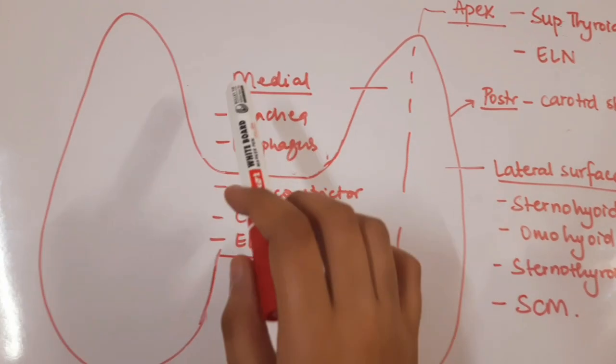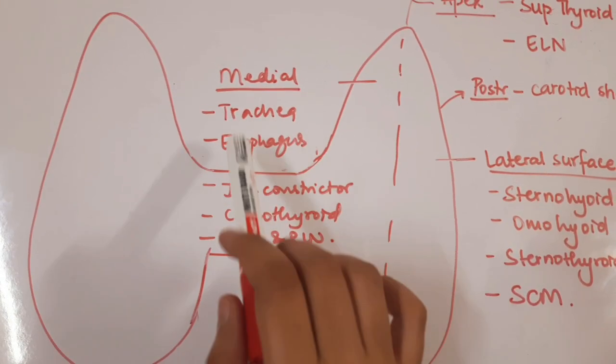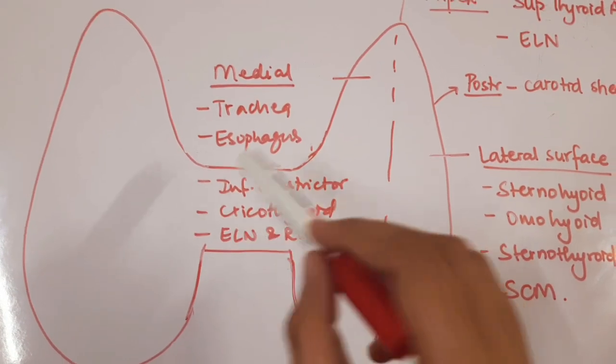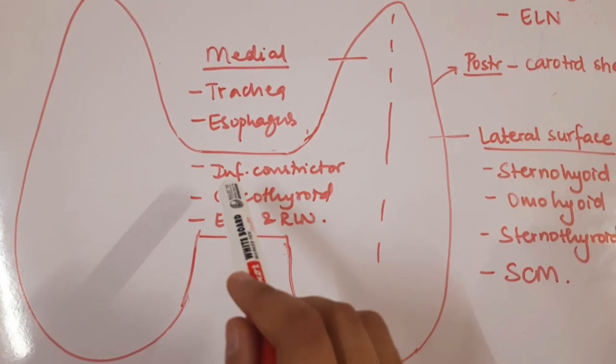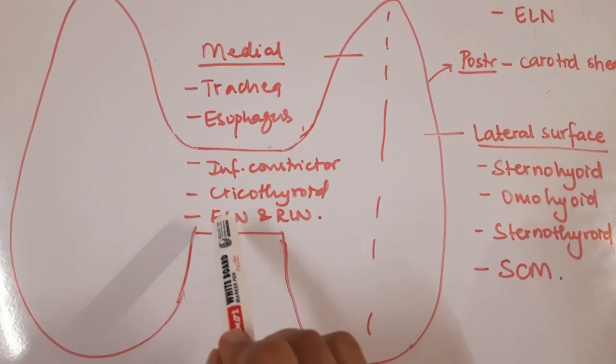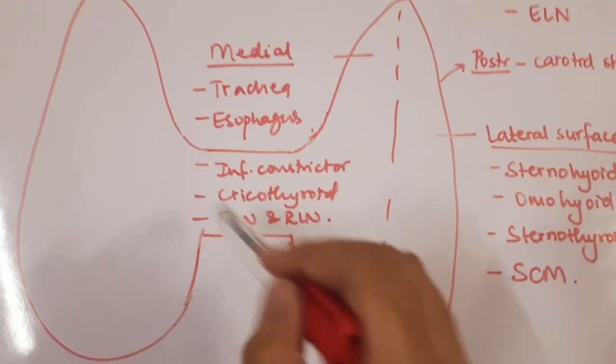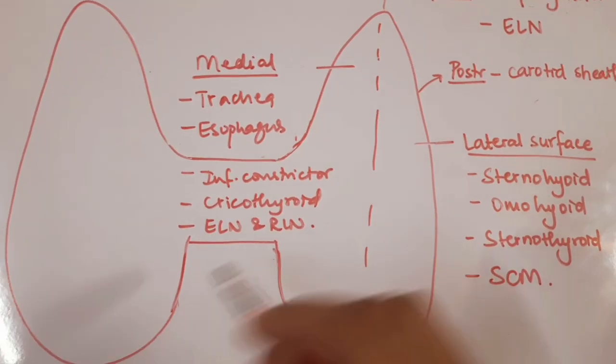And this medial surface will be related to our two tubes, the trachea and esophagus, which are the two major tubes in the midline. Then we have two muscles, inferior constrictor and cricothyroid, and then two nerves, external laryngeal nerve and recurrent laryngeal nerve. These are the structures related to the medial surface.